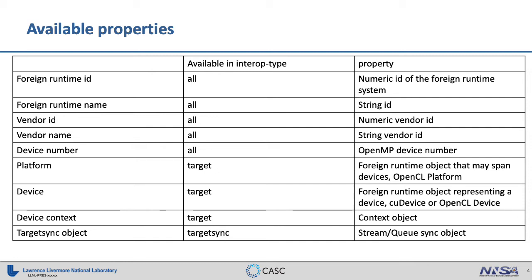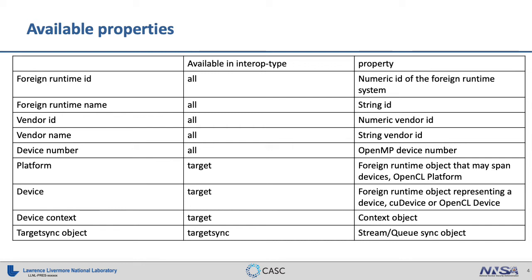Chances are, if you don't know what these are in your foreign runtime system, you probably don't need them, but they're available for the times when you absolutely need to know something. You may want to query runtime system available information like the number of compute units on a device, for example, or to be able to use some of the allocation routines in some of the foreign runtime systems you might have. You may need one of these.